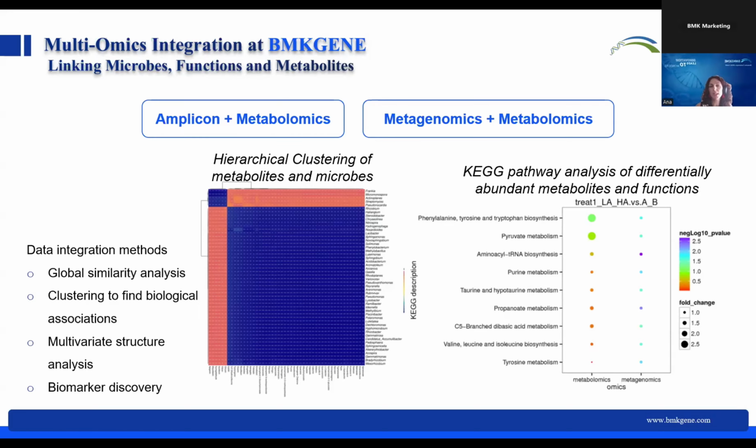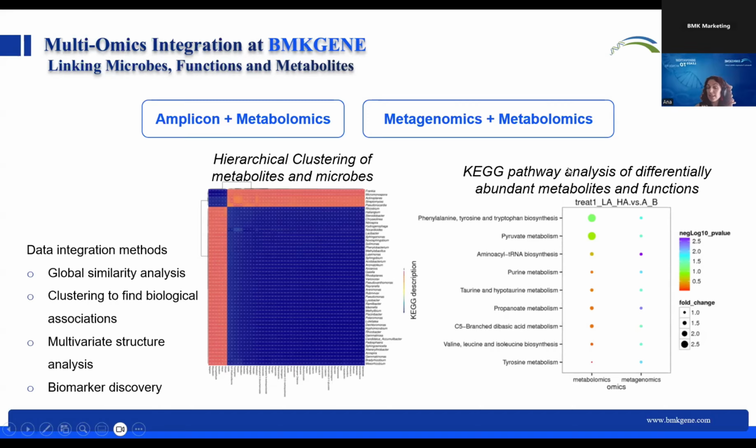We also do clustering to find biological associations, and this heat map here is an example where you have the microbial taxa here, and then here you have the metabolites, and you can see the two clusters. We also do multivariate structure analysis to find correlations among the data sets, and biomarker discovery to find the biomarkers in each group or cluster.